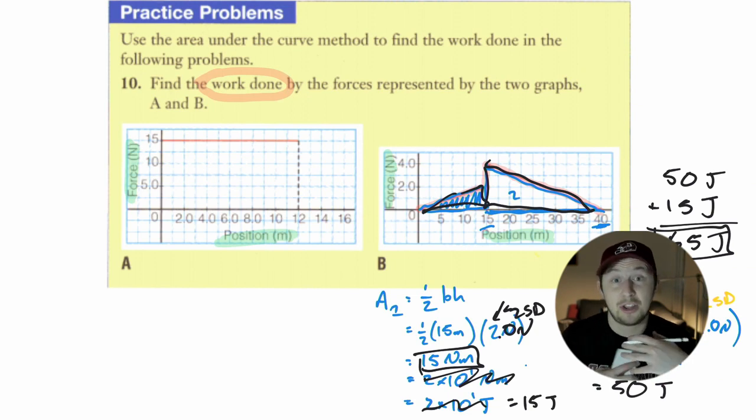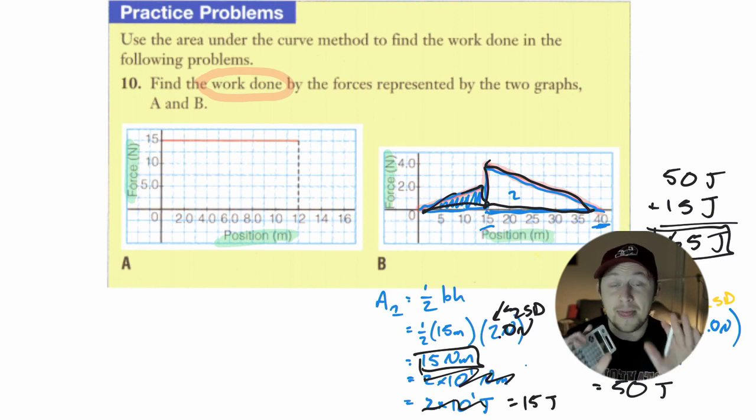Now we can do this with complex shapes, and that's what you're going to practice when we get to the problems here. So that's been our conversation about work for today. We'll pick this up in the next lesson when we talk about scalar versus vector quantities.